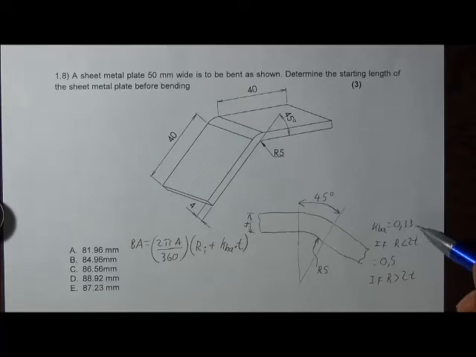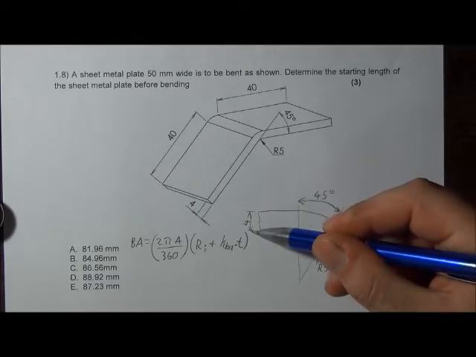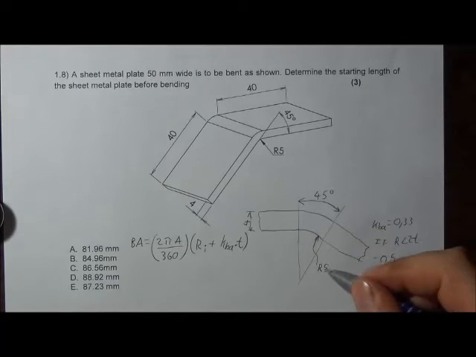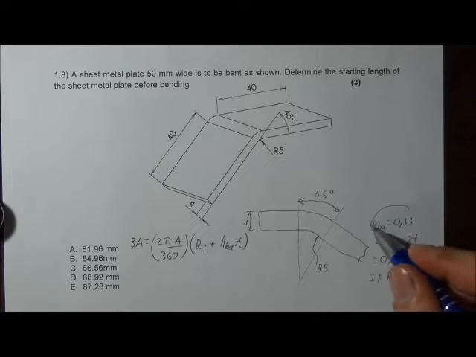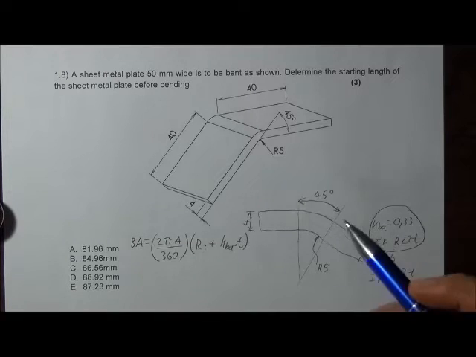So kappa is 0.33 if r is less than 2t, and it is equal to 0.5 if r is bigger than 2t. So thickness is 4, 2 times the thickness is 8. So my radius is less than 2 times the thickness. So I'm going to use the 0.33.